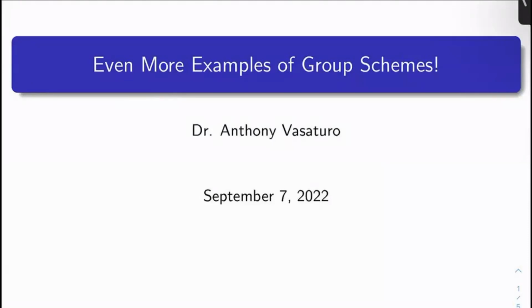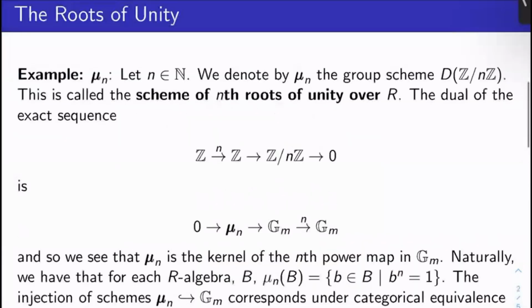Today's video will be the final video covering examples of group schemes, and it'll be a real quick one today. So first of all, one of the most important examples of group schemes is the roots of unity group scheme. This is bold mu sub n for n a natural number. And all it is, it's the group scheme D of Z mod nZ. It's called the scheme of nth roots of unity over R.